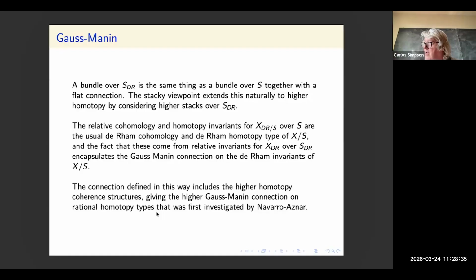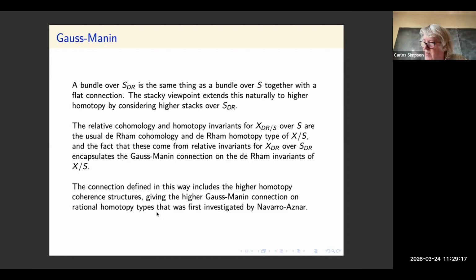And that was first investigated by Navarro Aznar, who looked at that in terms of differential graded algebras and formulas and stuff. And it actually becomes rather complicated to transform these seemingly simple statements about stacks into actual calculational statements about the differential graded algebras. And so in some way the goal of this viewpoint is to avoid doing that. But you're supposed to be able to do it, we're just not actually doing it. Okay.